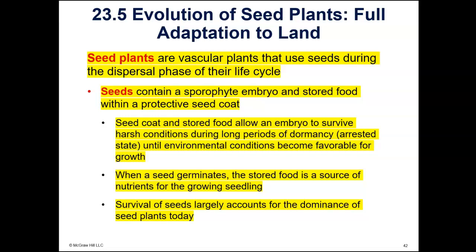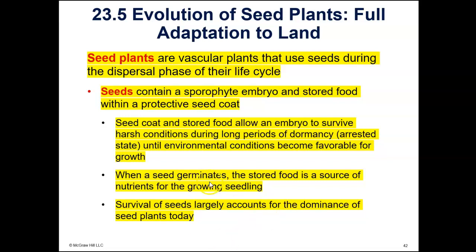The seeds contain the sporophyte embryo and stored food within a protective seed coat. These are the three parts of a seed: the embryo, stored food, and the seed coat. Both the seed coat and the stored food allow the embryo to survive harsh conditions. Once a seed germinates, the stored food is a source of nutrients for the growing seedling. Survival of the seeds largely accounts for the dominance of seed plants today.